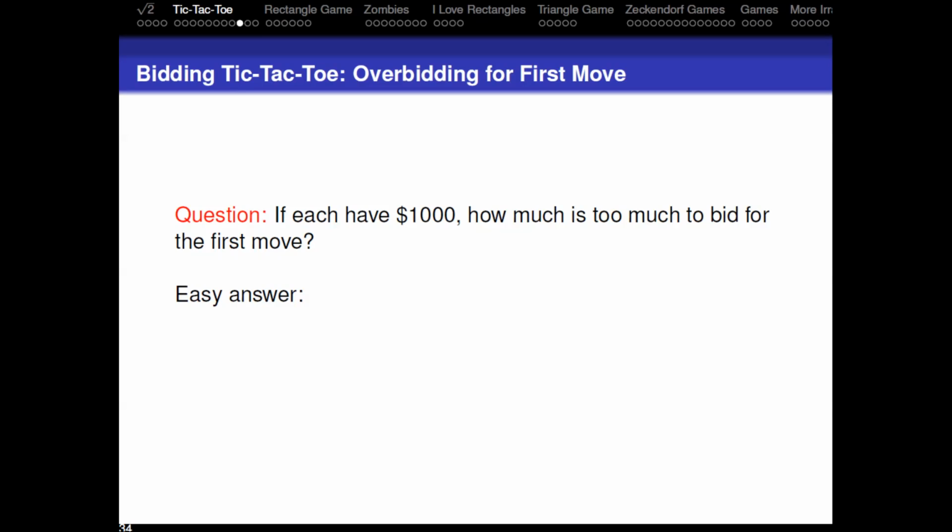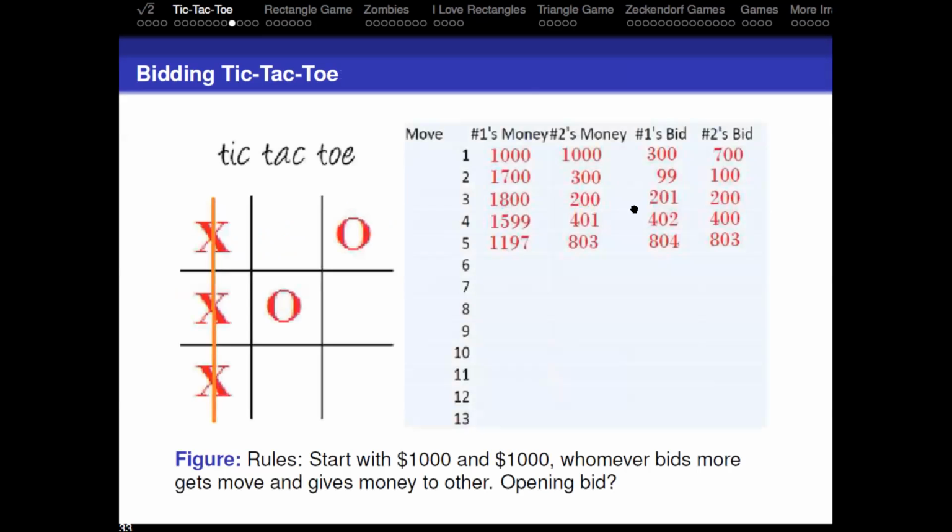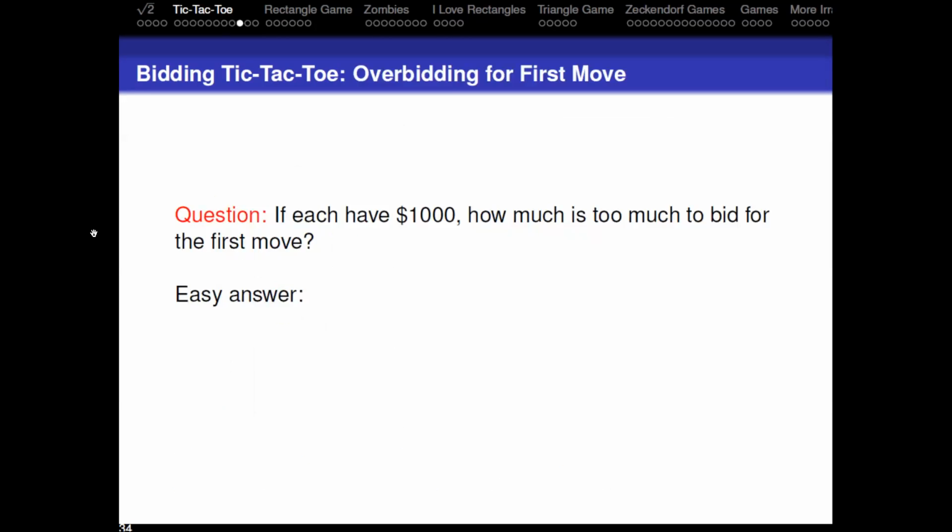So can you give me a bad opening move, a bad opening bid? We just saw over here that they bid too much money after the first 2 moves, and I was able to get 3 moves in a row, right? So you don't want to bid too much on the first move. Can you give me an amount that's clearly too much to bid? It's okay if it's not the best amount, but just give me some amount that's clearly too much to bid for the opening move. If you start off with 1,000 and I have 1,000.